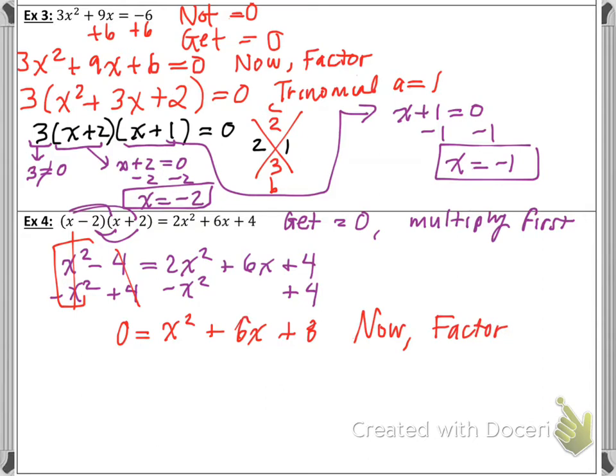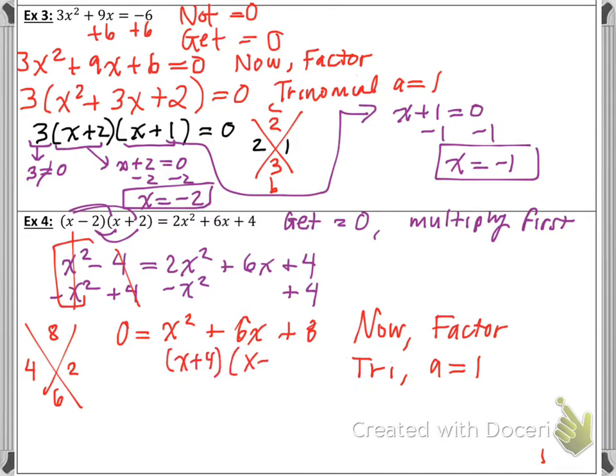So again, there's not a GCF. I'm thinking about the flowchart. There's not a GCF. It's a trinomial, and a is 1. So that means I can just easily set up the x. What multiplies to 8 and adds to 6 is 4 and 2. So it's x plus 4, x plus 2. And then you might have caught on by now, but the solutions end up kind of being the opposite signs of the factors. So I'm going to get x equals negative 4 here, and this one would give me x equals negative 2.